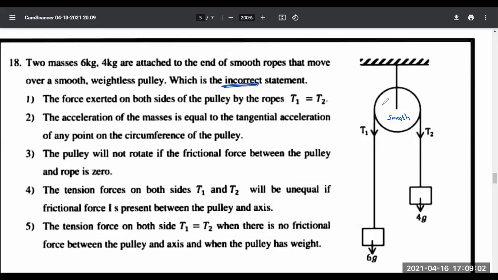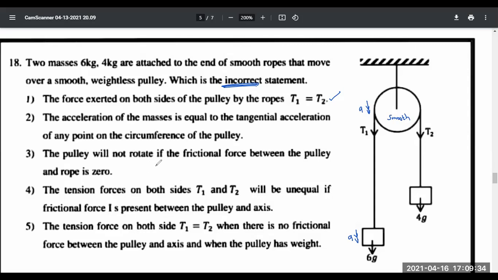They have told us it's smooth, so this is correct. Since it is smooth, tension will be the same. We have studied that tension will be the same. Next, the acceleration of the masses is equal to the tangential acceleration of any point on the circumference of the pulley. Yeah, that's correct. Now, if this is moving down at acceleration A, this will also move down at acceleration A. Right? Okay.